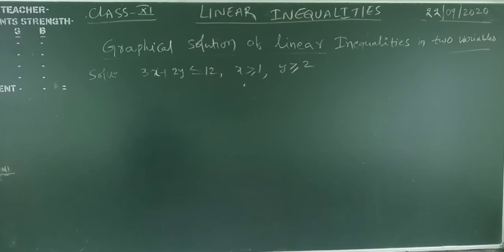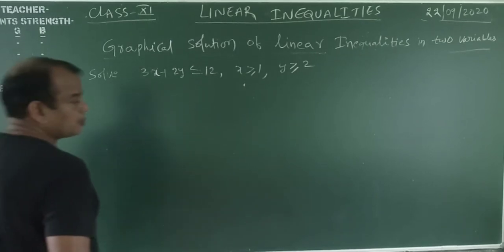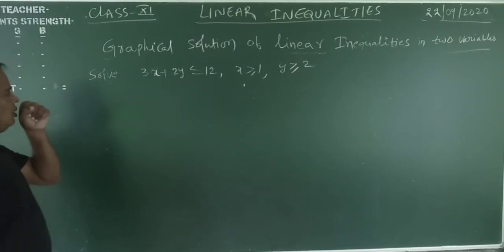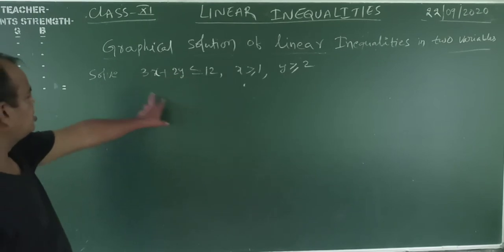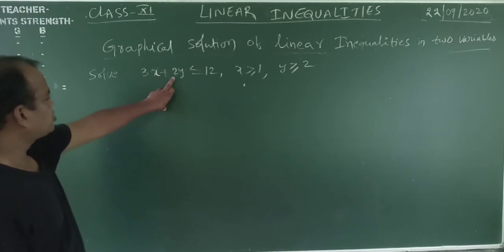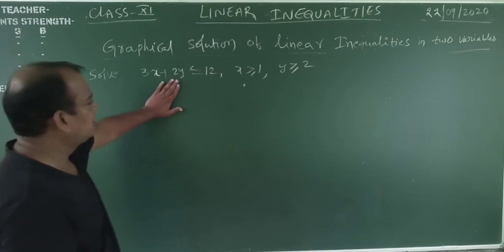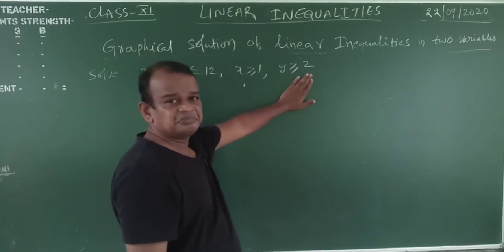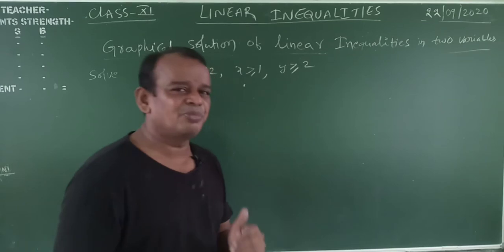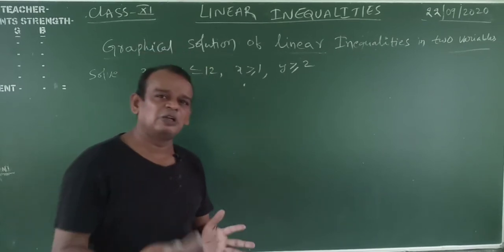Okay, my dear students, observe here, next problem. Graphical solution. In this one two variables are there. 3x plus 2y less than or equal to. Before, only one inequality was given, but here this one and this one are given. Don't tense, it is simple. We will do the problem with the same process.